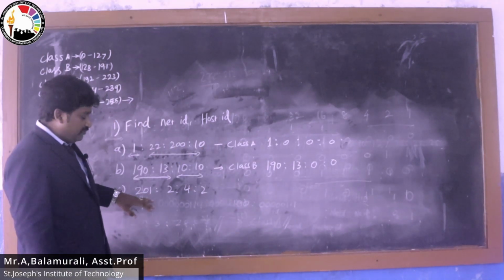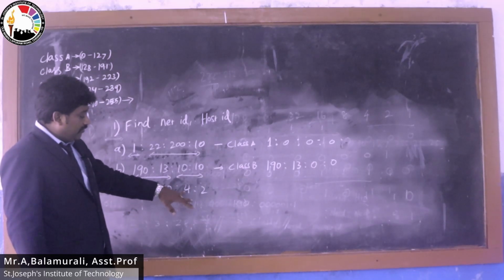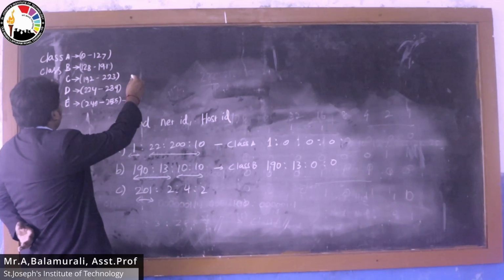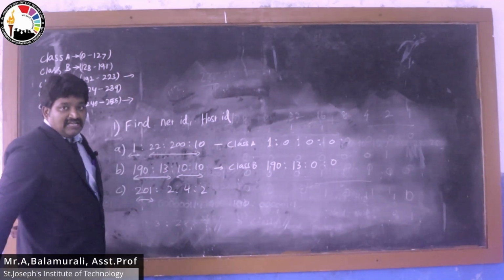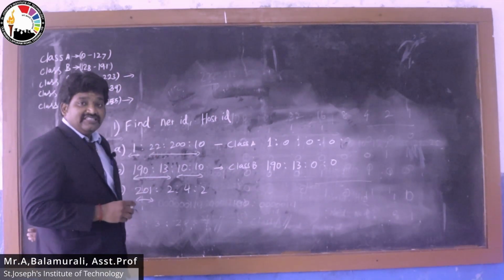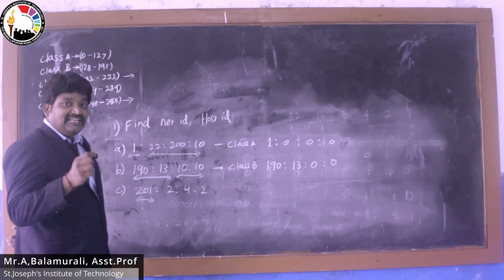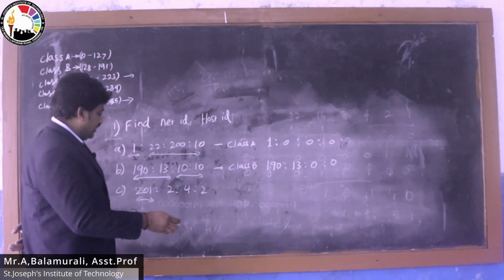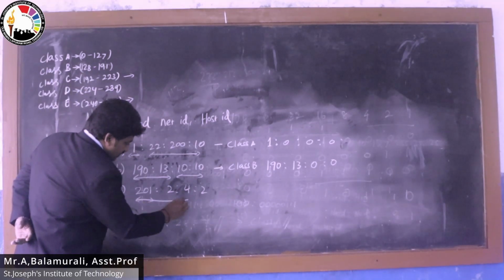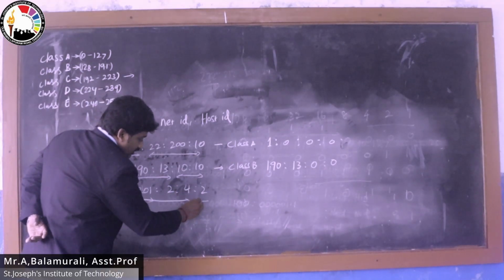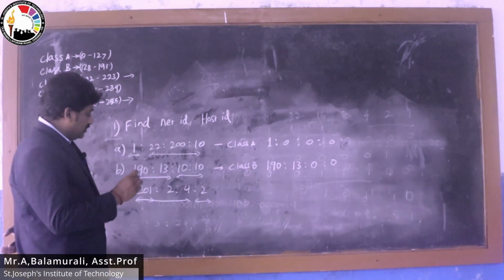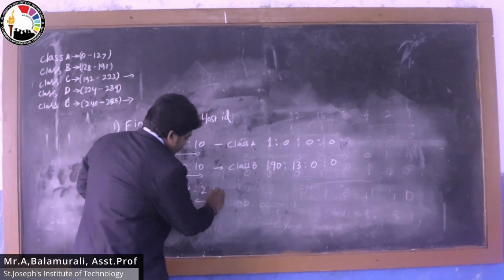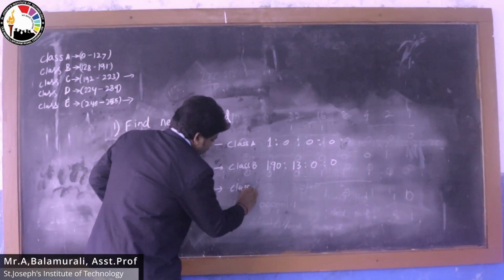Okay. The next problem is the third one, 201.2.4.2. Just check this value, 201. 201 will come around the class C ranges. In class C, as we already discussed, 3 partitions are allotted for net ID and only one partition is allotted for host ID, right? This 3 partition is allotted for net ID, and this one partition is allotted for host ID. Now what you want to do? Just write the net ID numbers automatically. This is class C.